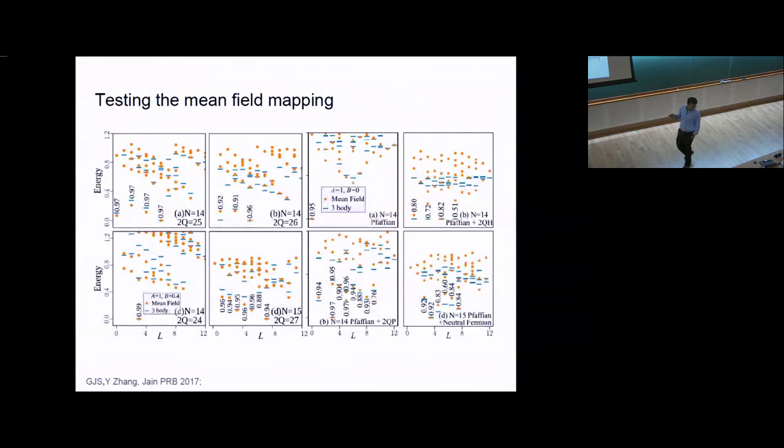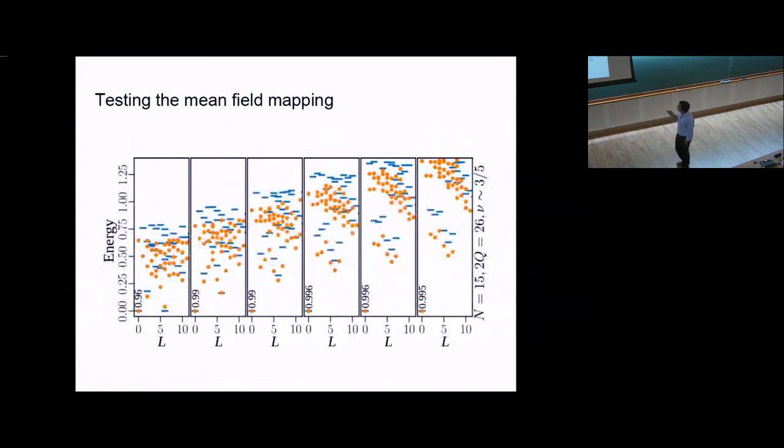Now we tested the mean field mapping for specific cases, as you can see here. All these spectra correspond to various different finite size systems. The dots correspond to the mean field spectrum. The dashes correspond to the spectrum of the three-body interaction. And the numbers written here show the overlap between the nearby situated states. As you can see, the lowest section of the energy eigenstates are almost exactly reproduced by the mean field approximation. And this is for another system size, filling fraction 3/5.